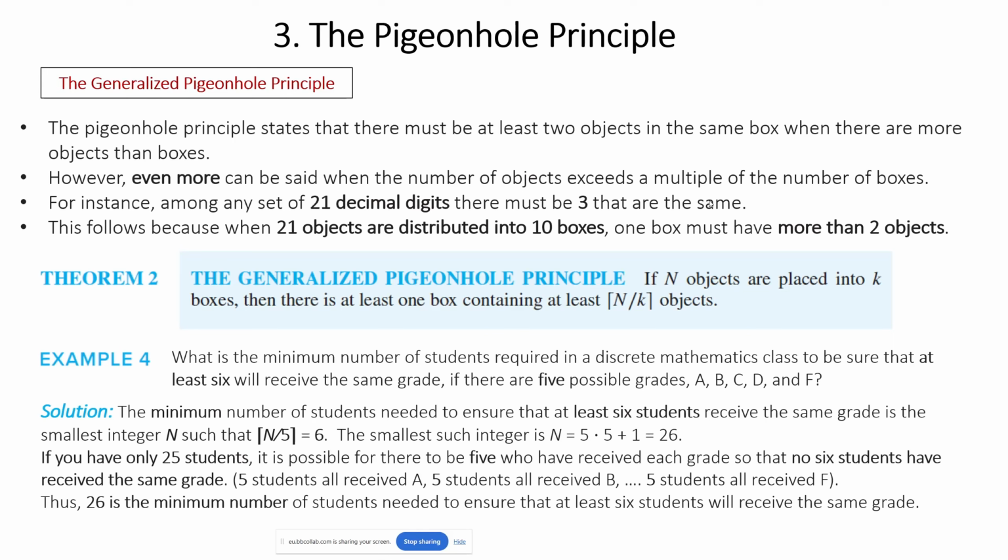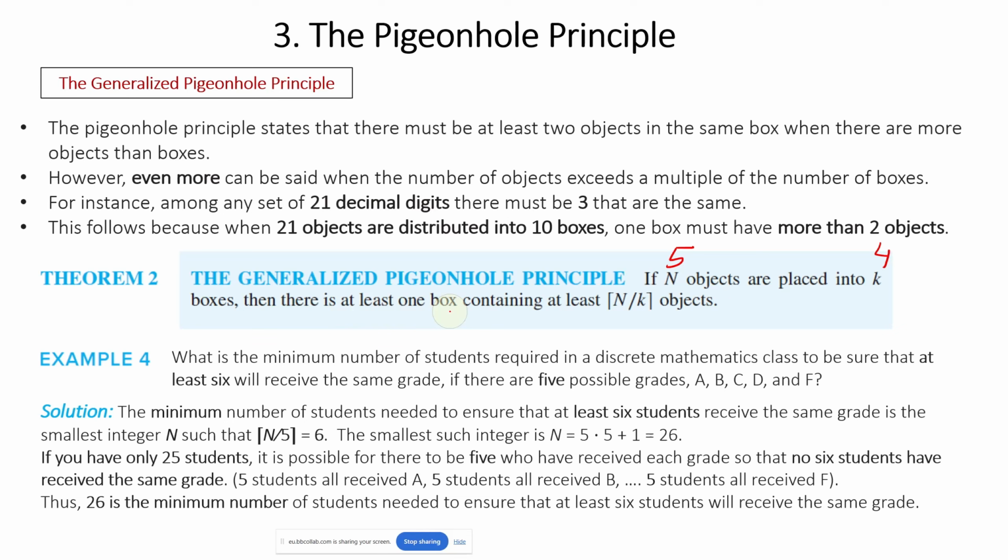And then there's this theorem that we can maybe finish with. The generalized pigeonhole principle, which says that if n objects are placed into k boxes, now my n objects, let's keep it simple, let's say I have my 5 birds into 4 boxes.